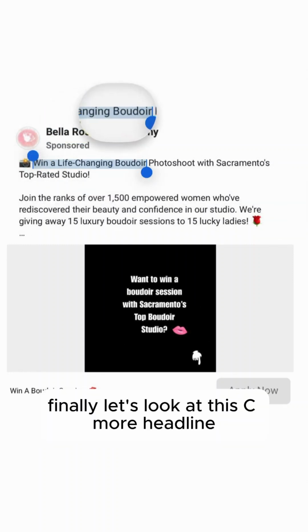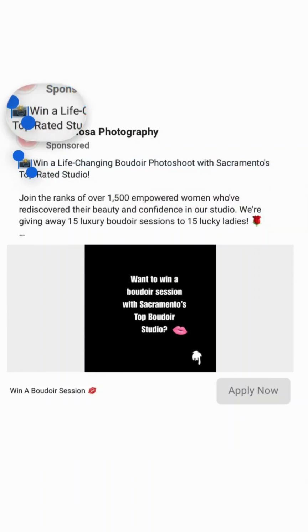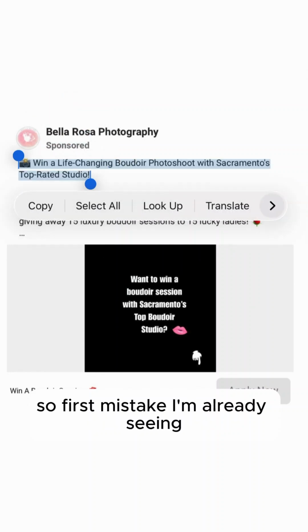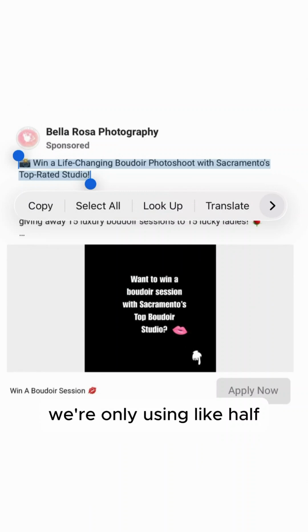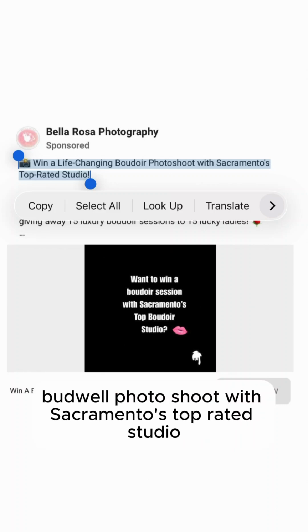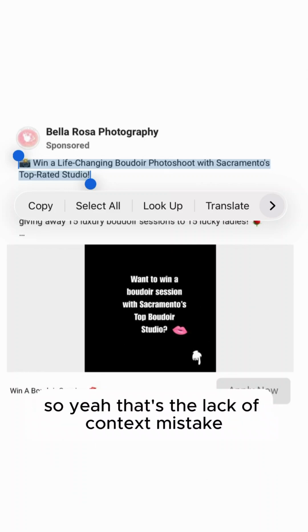Finally, let's look at this See More headline. First 2 3/4 lines, Facebook newsfeed mobile. And we're only using a line and a quarter here. So the first mistake I'm already seeing is we're only using like half of our space that we should be. "A life-changing boudoir photo shoot with Sacramento's top-rated studio." All right, so we only got one contextual element here. So that's the lack of context mistake.